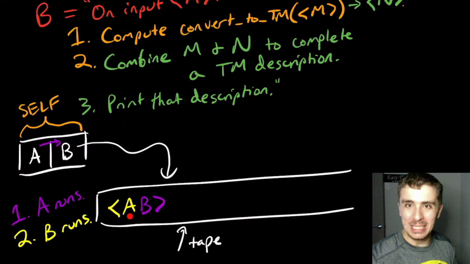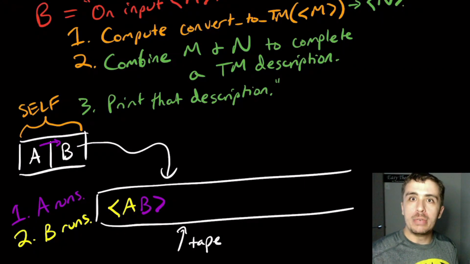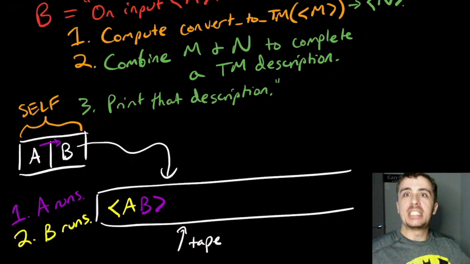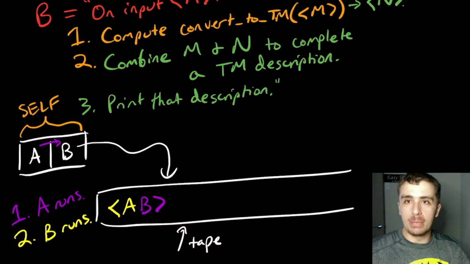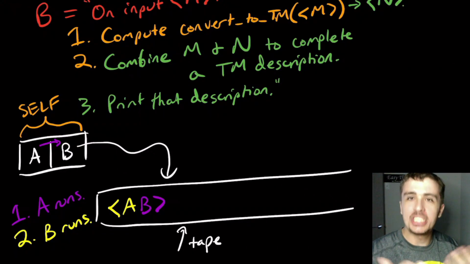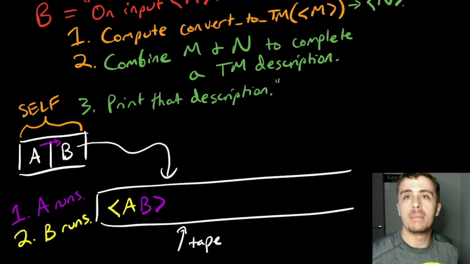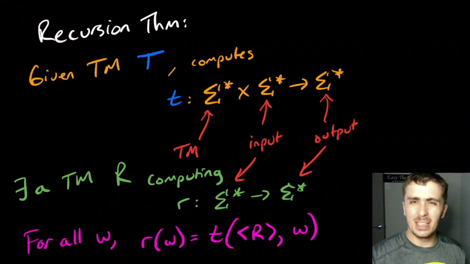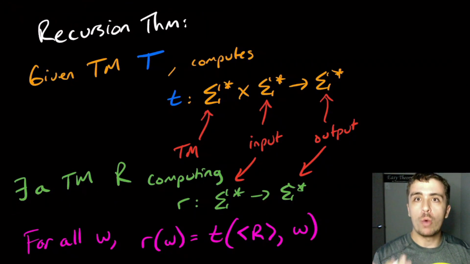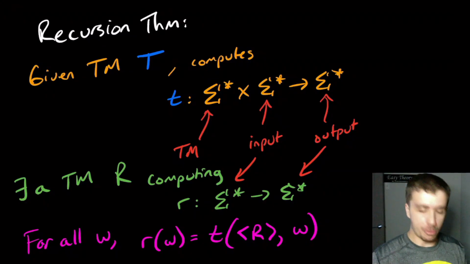How cool is that? What we want to do now is extend this so that any Turing machine computing anything can get its own description at some point written on the tape. It's very similar to this, but it involves a little bit more steps. So let's go ahead and do that. This is a little bit complicated to describe, what the recursion theorem is, but I'm going to get you through it.